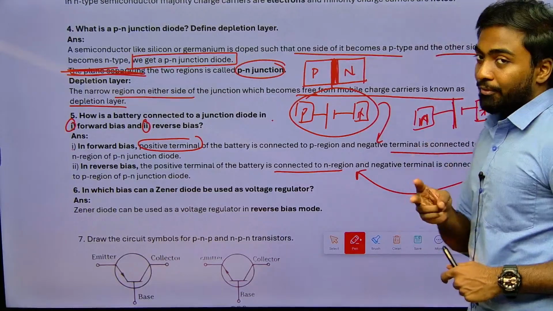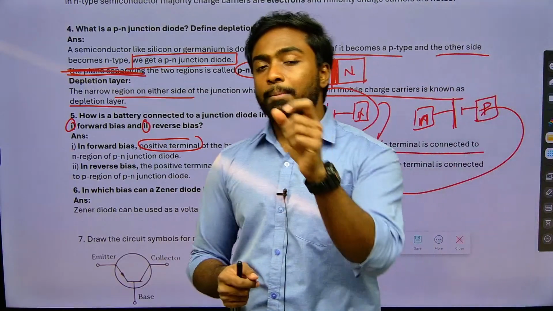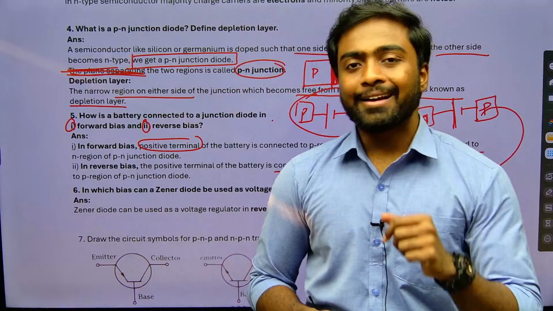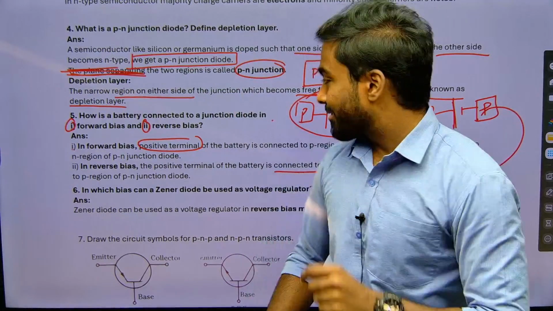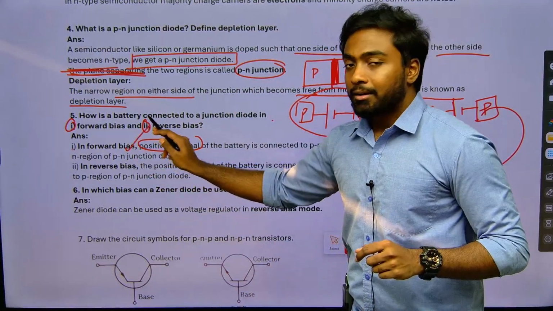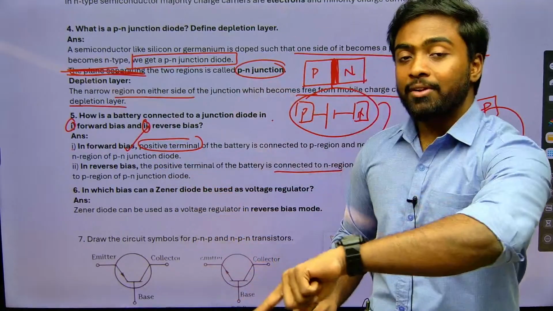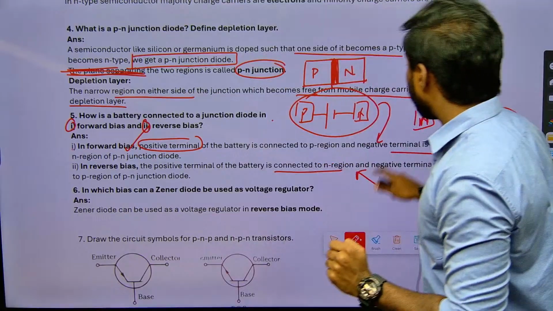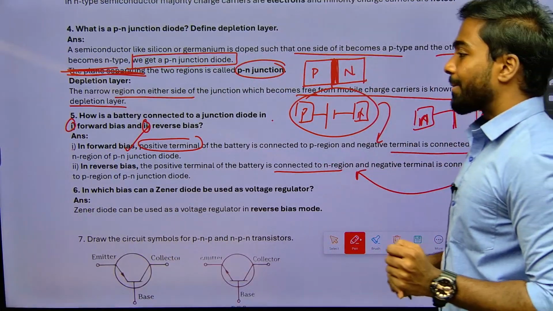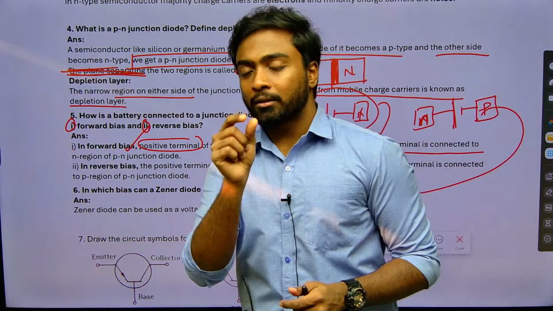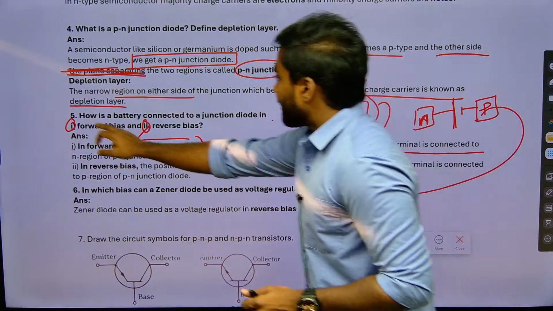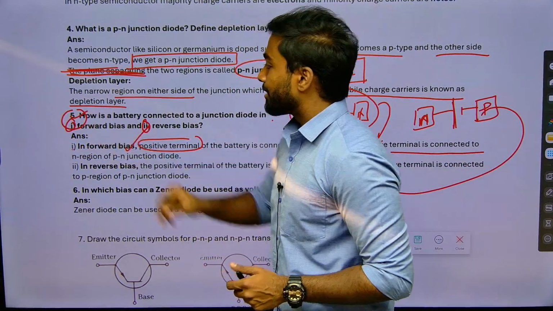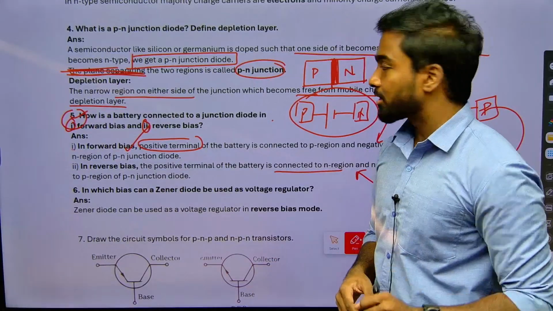Now the basic difference: when the P is connected to the positive terminal of a battery, it is called forward bias. If P is connected to the negative terminal of the battery, it is called reverse bias. If you know the simple term, you can answer this fifth question easily. What is forward bias and what is reverse bias?